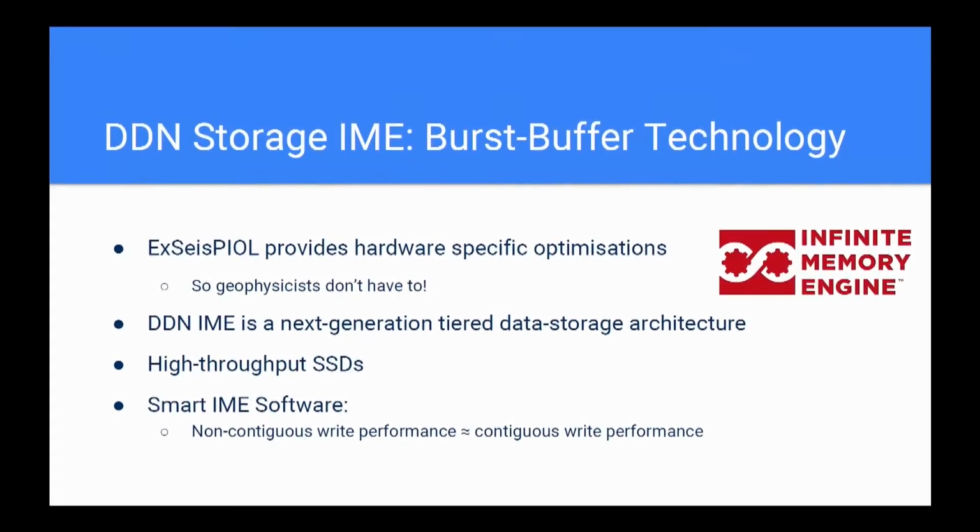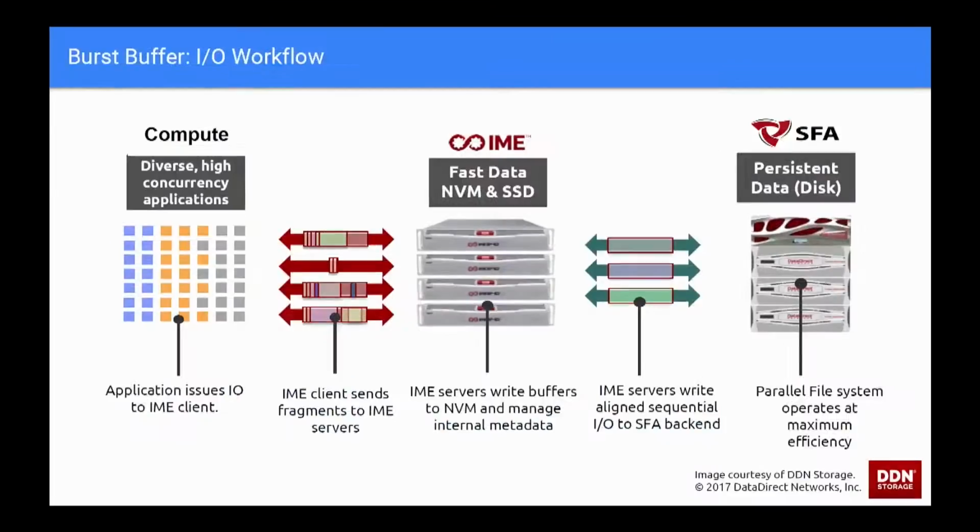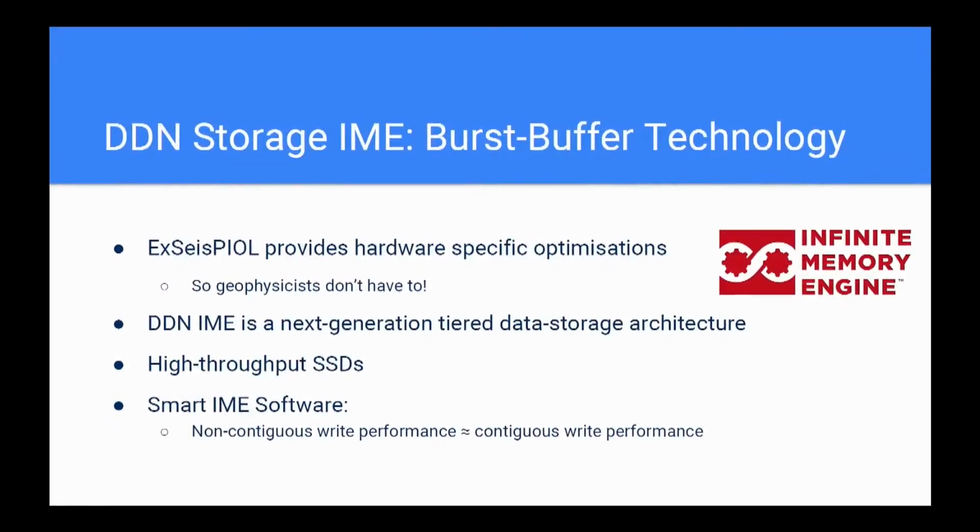The DDN IME is a next-generation data storage architecture. It's a burst buffer, and it sits in between the compute nodes and the parallel file system. It consists of a bank of high-throughput SSDs or other non-volatile memory, and it also has the smart IME software, which can help to turn non-contiguous write performance into contiguous write performance, so you get a real boost.